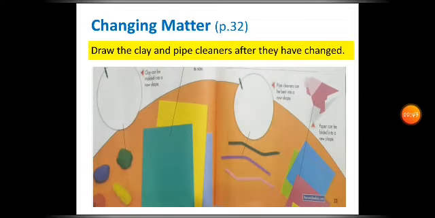In this activity, you are going to think of a way in which you can change the clay and the pipe cleaner. Are you ready? Okay, start doing it. I want you to draw what will happen to the clay and the pipe cleaner after using the way that you have chosen.